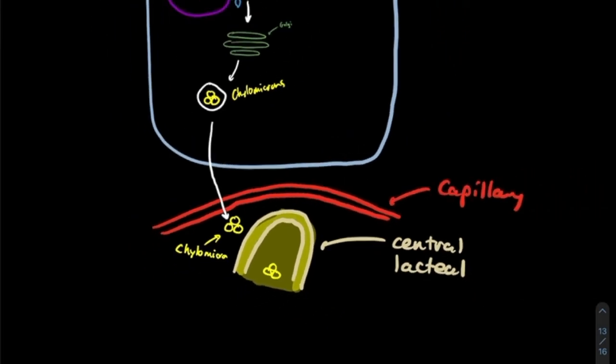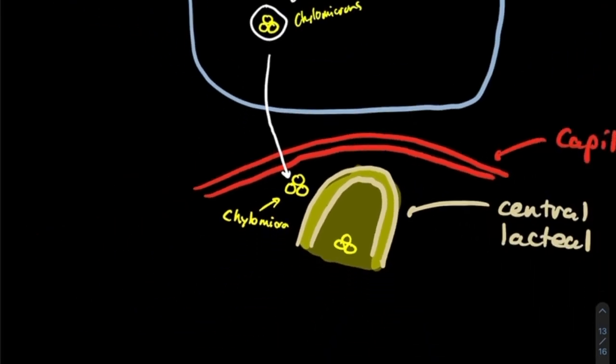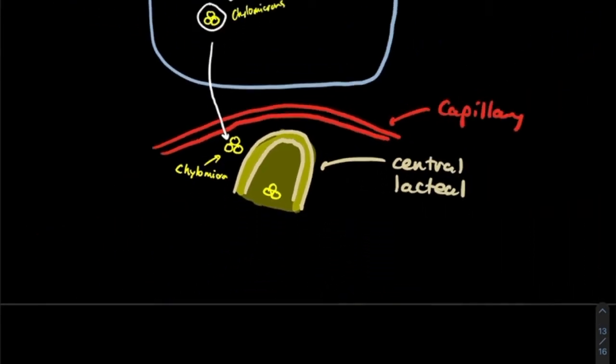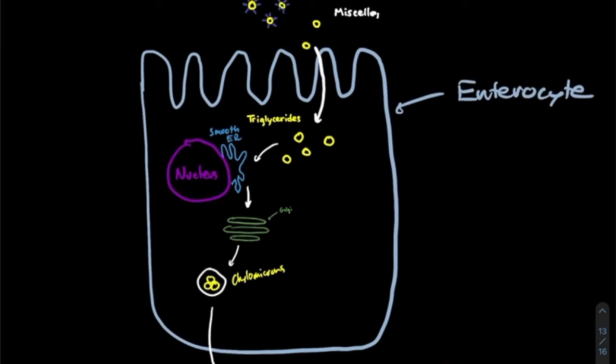And so that's really key. They don't go through the capillary. Notice how this arrow goes over that. Instead, they go straight to the central lacteal. And so that's kind of the critical thing to note about fats.